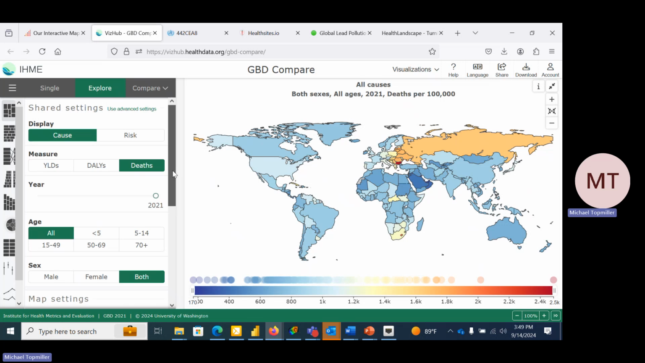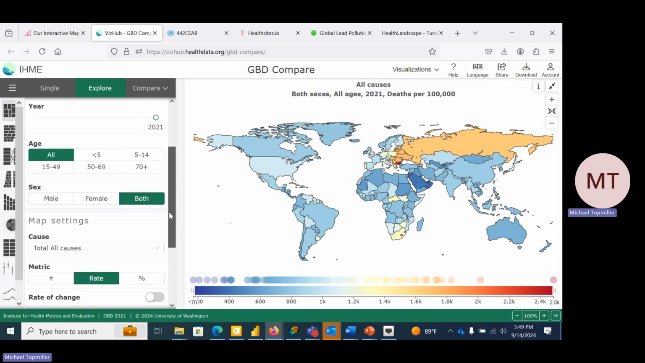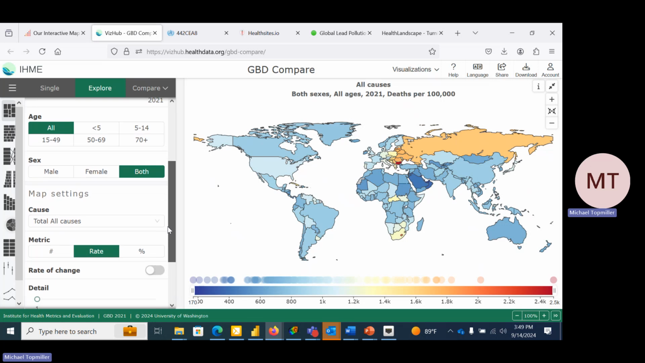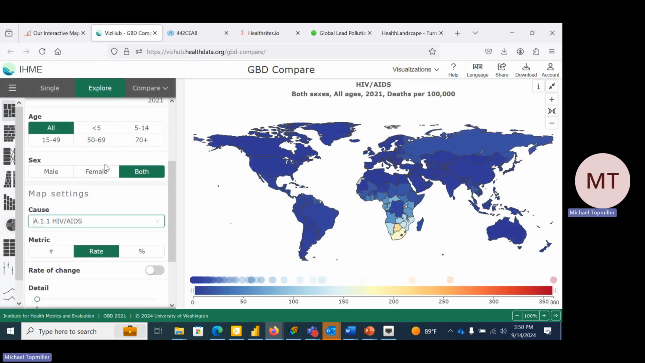And we come down here, we could actually modify this by year, by age groups, by sex. But we could also look at some different causes. So I know that some of the things you guys have been looking at are things like HIV and AIDS or syphilis. So we can come over here and look at some various different types of diseases, different causes to get a sense of what are some global patterns here. So you see for HIV, very much concentrated in the southern part of Africa.